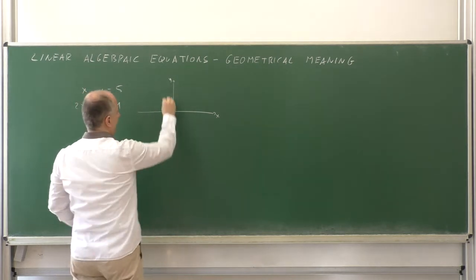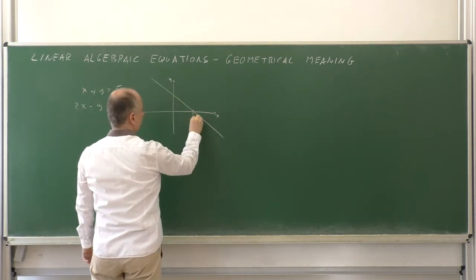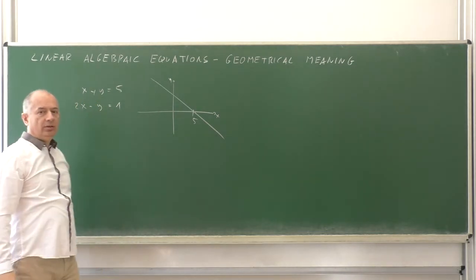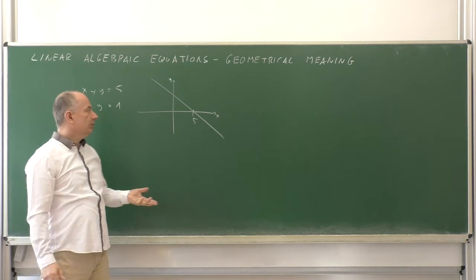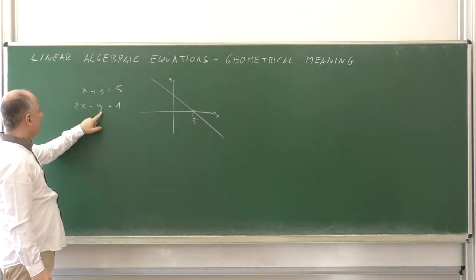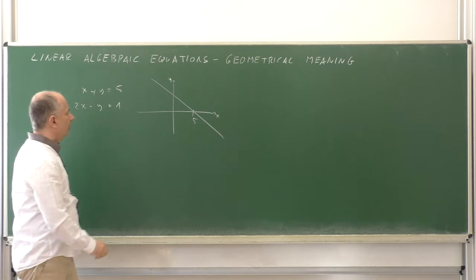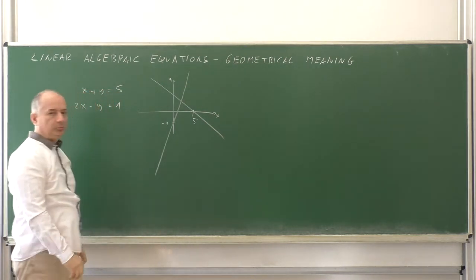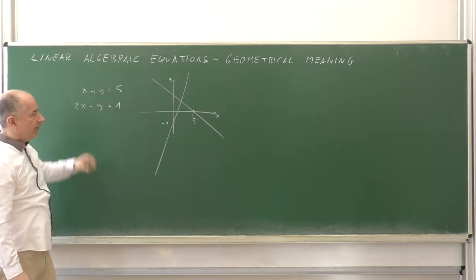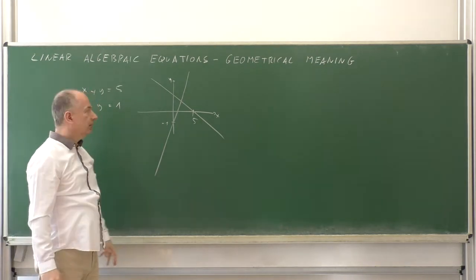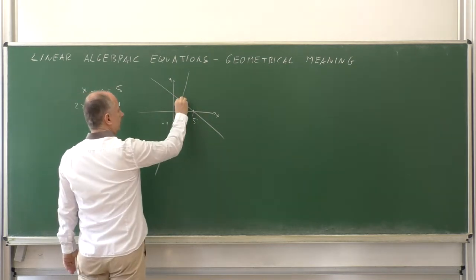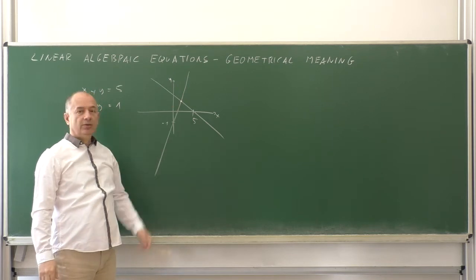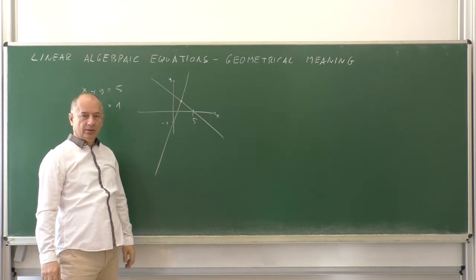X plus y is 5 is a line like that. And the second equation alone is again an equation of a line. This looks like y is 2x minus 1. And if we want to satisfy these two equations simultaneously, then this is done when x and y are exactly the coordinates of this point, the intersection of the two lines.